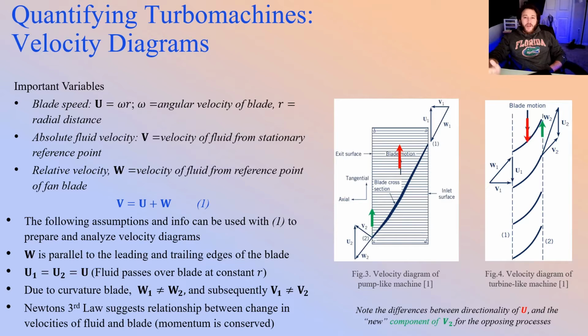To better understand how turbo machines work, it's important to be able to quantify some of their functions. Here we're going to focus on three variables: the blade speed U, the absolute fluid velocity V, and the relative velocity W. We can combine these vector components into the equation V equals U plus W. With some simplifying assumptions and the help of Newton's third law, we can use this equation to construct velocity diagrams like those shown here.